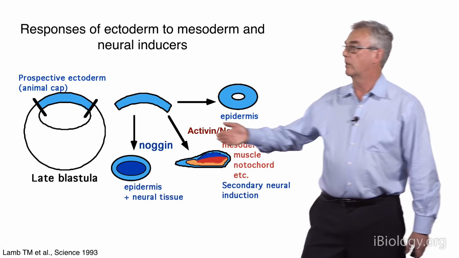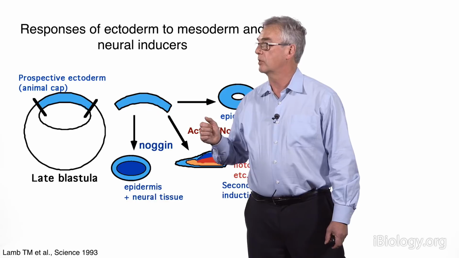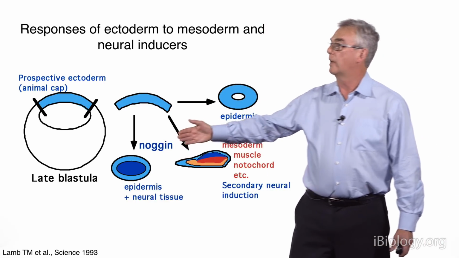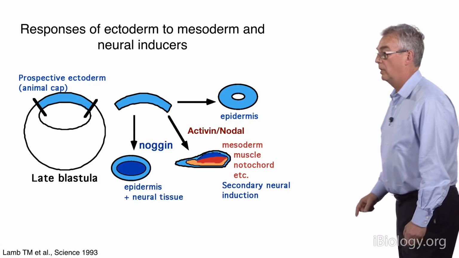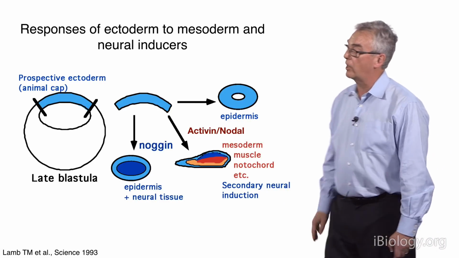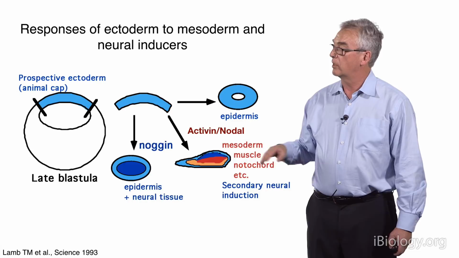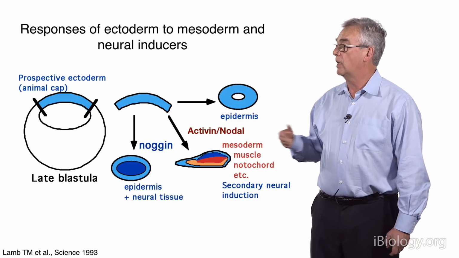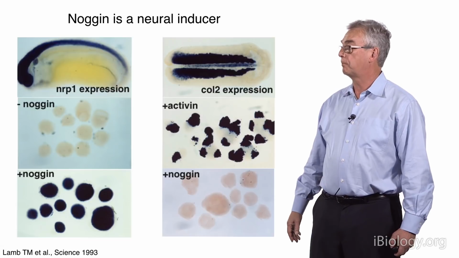So if we do this at the gastrula stage instead of the late blastula stage, this experiment wouldn't work. Activin would have no effect. And yet noggin can still induce neural tissue. So this then really identified noggin as an authentic neural inducer, that it's expressed in the right place and time and has the right activity to be doing the job in the normal embryo.